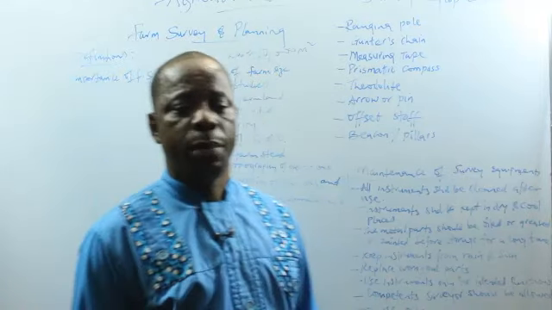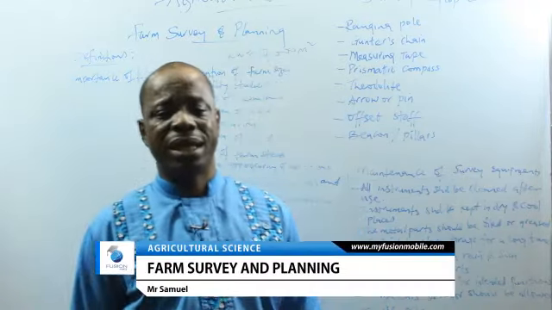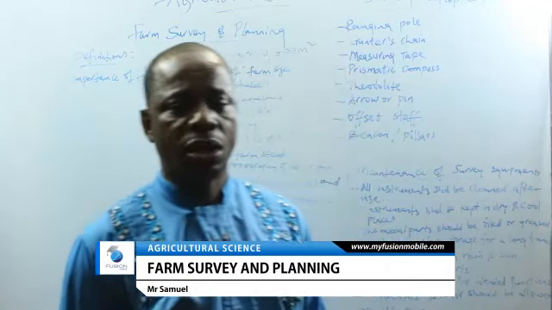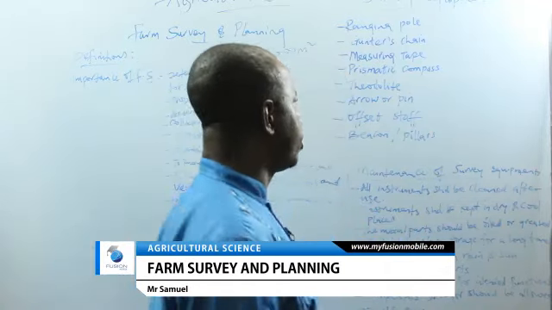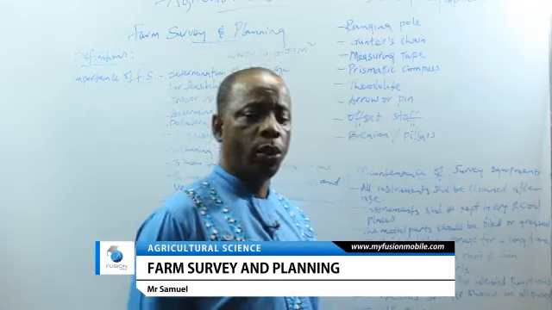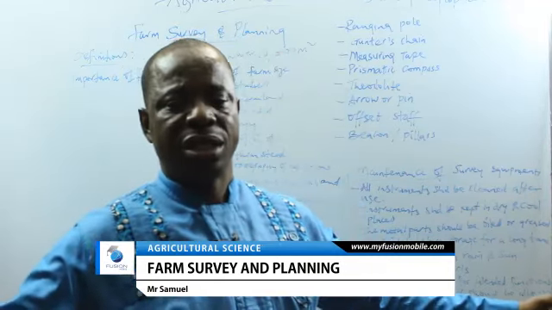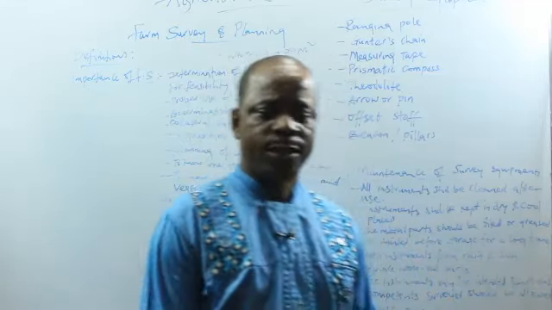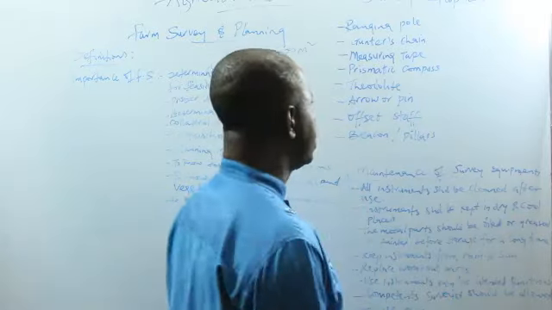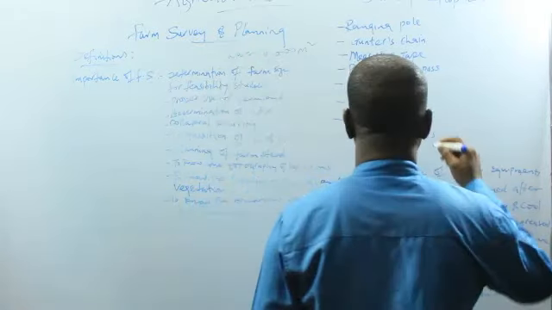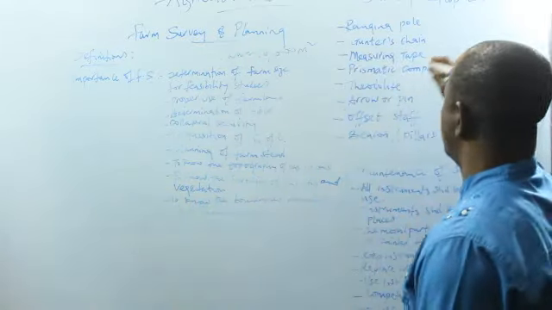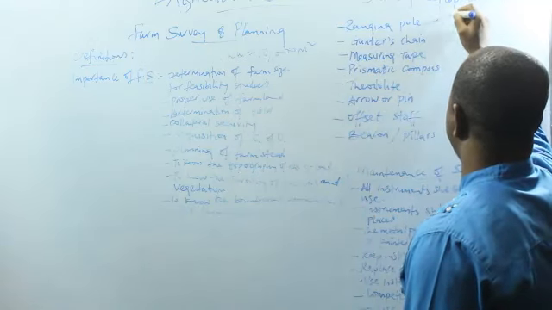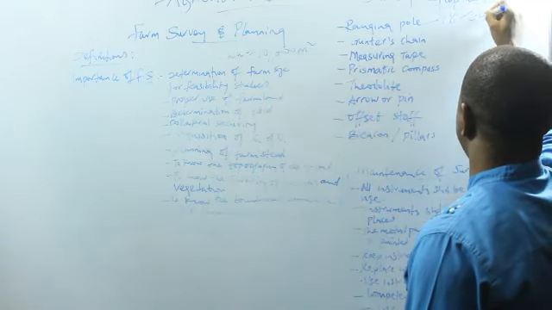For farm survey to be made possible, there is certain equipment that is used to measure the farm. The first of them is the ranging pole. A range means a distance, a distance between two points, and a pole is just a stick. A ranging pole is a wooden or light steel pole that is about 1.8 to 2.4 meters long.